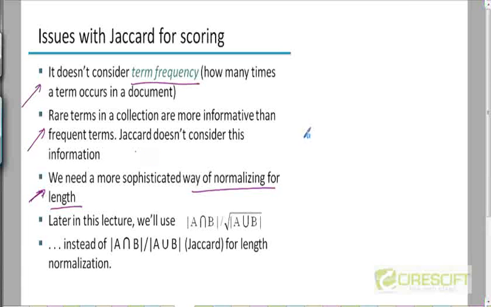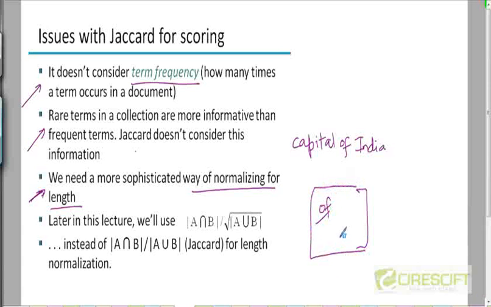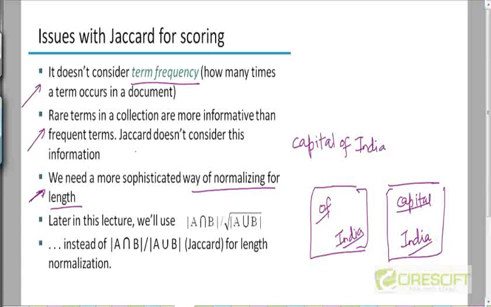So for example, if the query is capital of India, and if you have two documents, one of them has the word of somewhere, and it may have the word India somewhere, and another document has the word capital somewhere and the word India somewhere. Now this first document may not be relevant to the query because it doesn't refer to the capital at all. It may be referring to the GDP of India, or maybe this word of appears somewhere pretty far off.